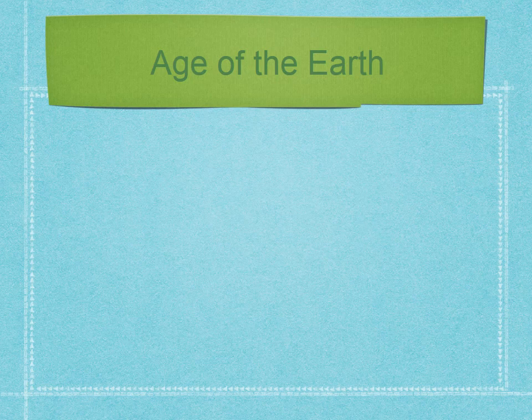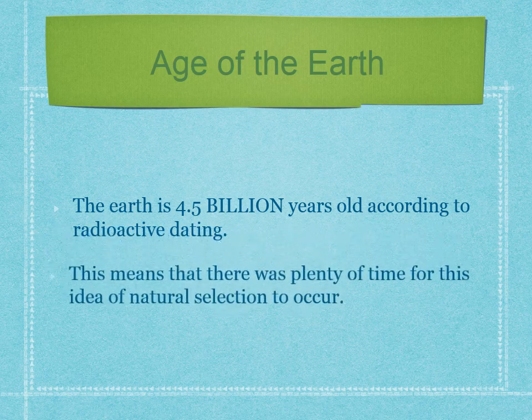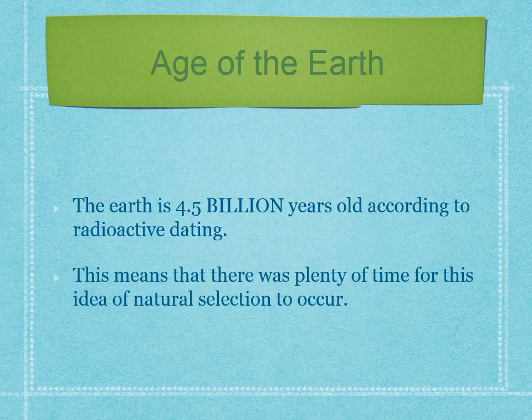One thing we need to talk about with evolution is the age of the Earth, because many people's large argument against evolution is that the Earth has not been around that long. There's no way that evolution could have happened in a couple thousand years. Well, the latest radioactive dating shows us that the world is 4.5 billion years old. That's with the B, billion. Really, really old. So this pretty much means that there is plenty of time for natural selection to occur and for evolution to happen.